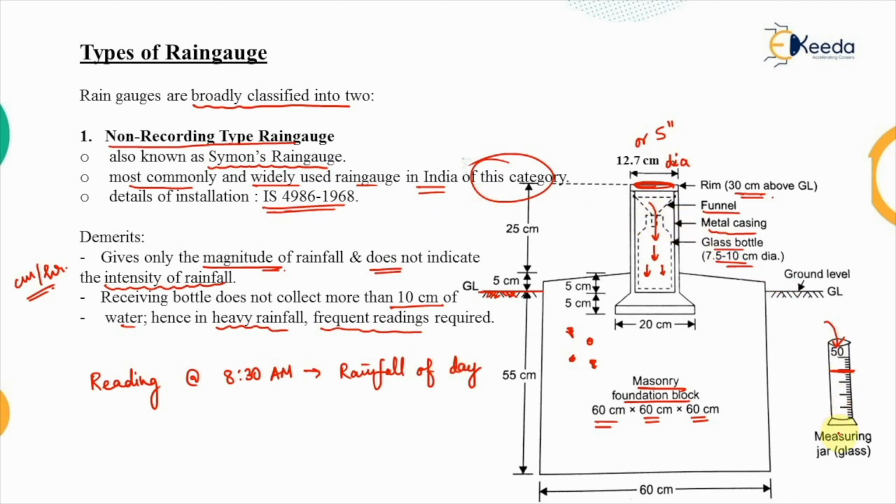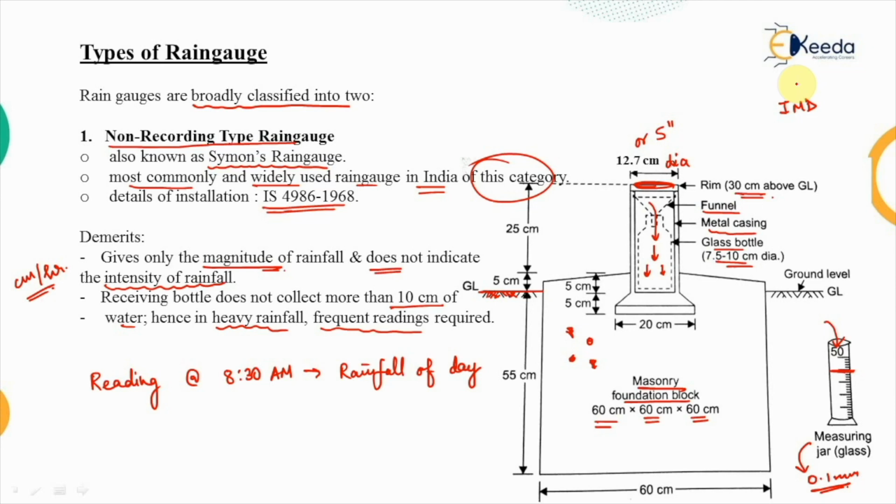Now accuracy of this measuring glass is 0.1 millimeter. That is the accuracy. That means the minimum reading which can be read out from this measuring jar. And Indian Meteorological Department, that is IMD, they have invented a new rain gauge in this category, that is the fiberglass polyester rain gauge, which is the advancement over this.